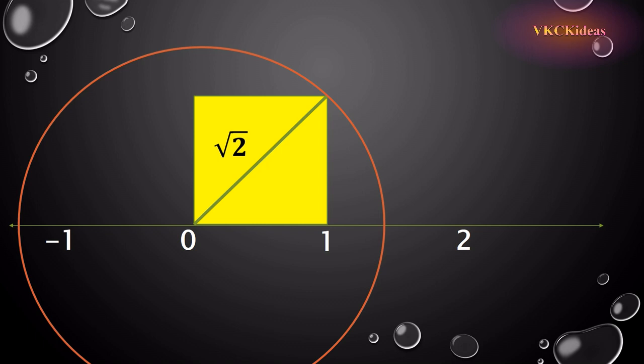Taking this OB as the radius, if you draw an arc like this, it cuts the number line. That point will be the position or the place of root 2. That point P is the value of root 2, or it represents root 2 on the number line. The value of root 2 is 1.4142 and so on. There is no end for this, but still we have a method or technique to locate root 2 on the number line. Hope you understood this. You can practice this on the number line taking a sheet of paper.